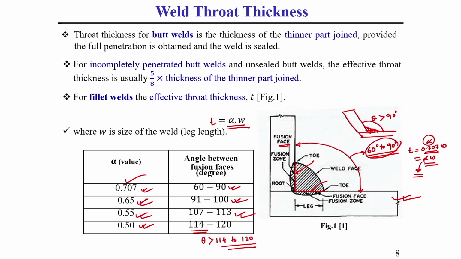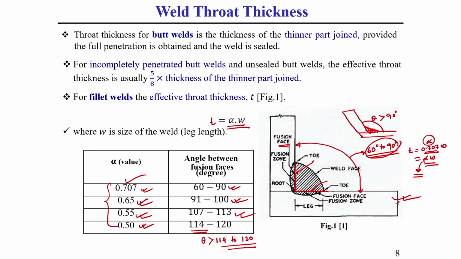Depending upon the fusion face angle, what is a fusion face? In this diagram it is clearly mentioned: this is one fusion face, this is another fusion face. So this alpha value is varying. Based on this relationship, whatever throat thickness we calculate is known as the effective throat thickness. Generally we use this effective throat thickness for our design and analysis purposes.